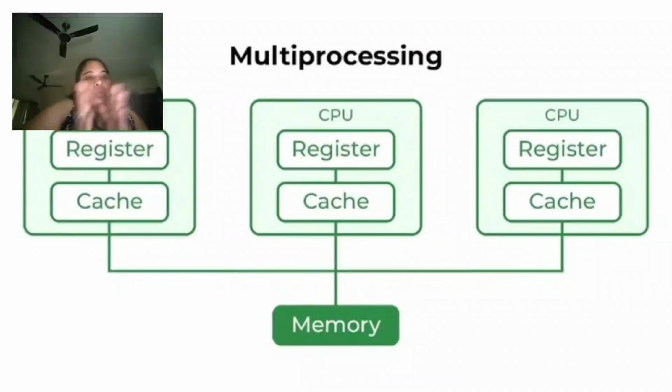And next one is multiprocessing. Multiprocessing is totally different from multitask. Here you are using only a single CPU. That single CPU executes a single input and output. For example, in this multiprocessing, here we are going to use primary and secondary memory.